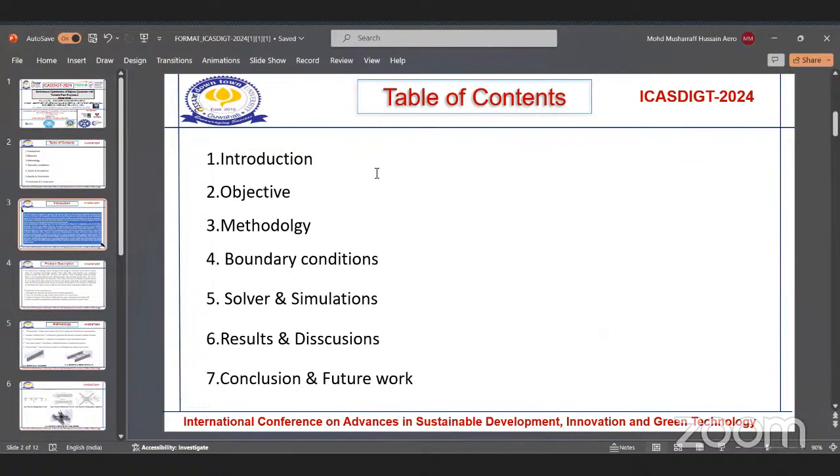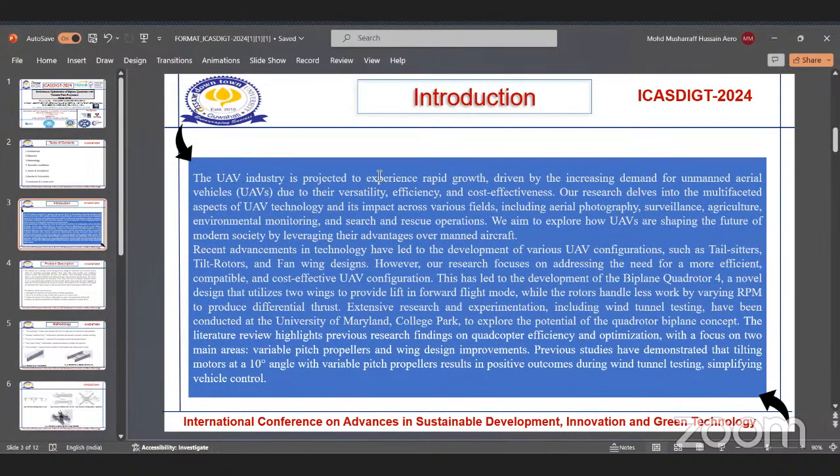Introduction. The UAV industry is projected to experience rapid growth, driven by the increasing demand for unmanned aerial vehicles due to their versatility.